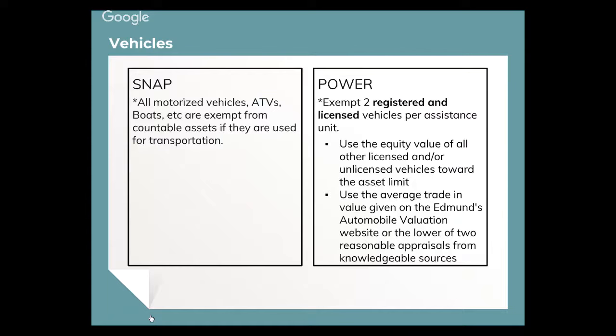We can exempt 2 registered and licensed vehicles per assistance unit. So when we do that, we're going to get the RIS report. Then we're going to look up the equity value of that vehicle through the NADA or Edmunds report. The average trade-in value is what we'll be looking up with that. Then we need to know if they owe anything on that. If they have any legal encumbrance, a loan or anything like that against the vehicle, we will deduct that from the value of the vehicle. That's going to give us our equity value, and the equity value is what we will use to put into the system.